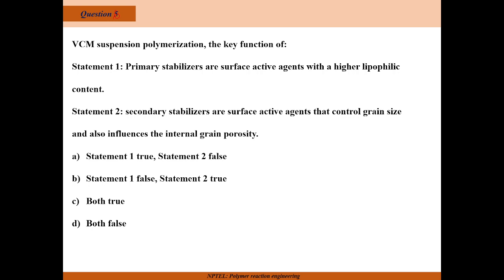So are they correct statements? The primary stabilizers are surface active agents with high lipophilic content, and secondary stabilizers control the grain size and also influence the internal grain porosity. Are they the correct statements? The first statement is true and statement two is false; statement one is false and statement two is true; both are true; both are false.